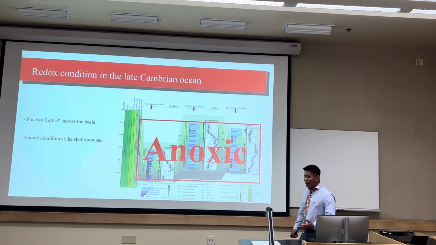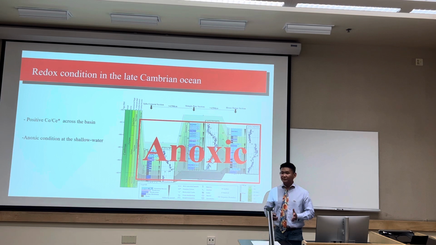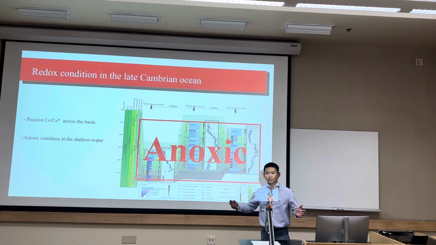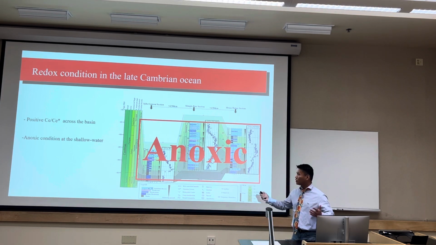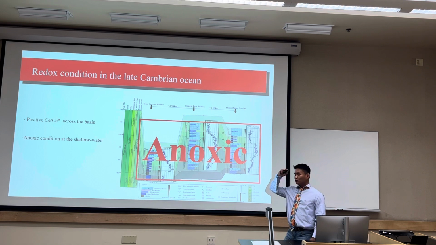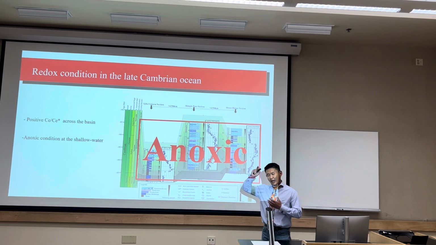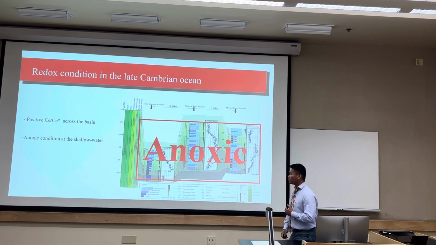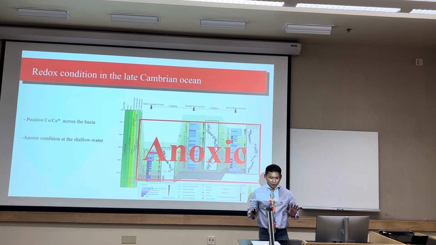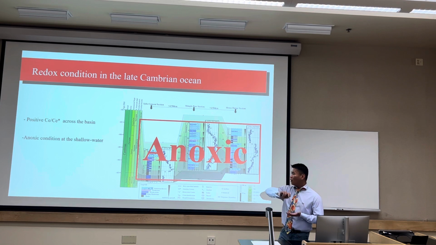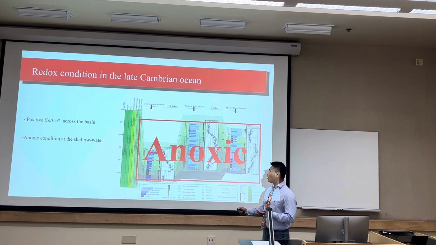So what happens is our data shows that a positive cerium anomaly is documented across the whole basin, right? Across the whole basin, even in the really low energy and high energy environments, like the Single Pass section. So it tells you that anoxic condition not only happened in the bottom water, but it also expanded all the way to the shallow water environment.